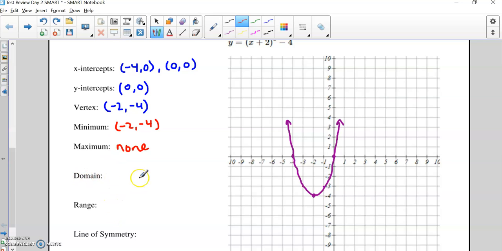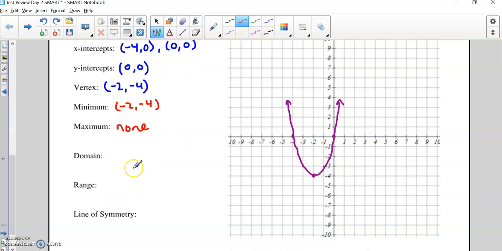Domain and range. So domain, it goes on and on in the left direction, and it goes on and on in the right direction. So our domain is going to be -infinity to infinity. Again, that's because it just doesn't stop, and it's going on forever in both the left and right directions.